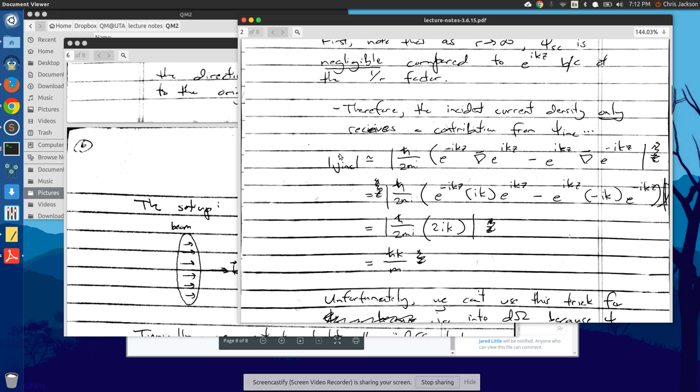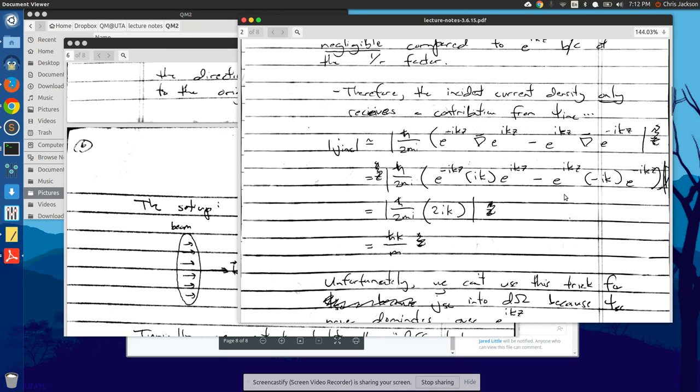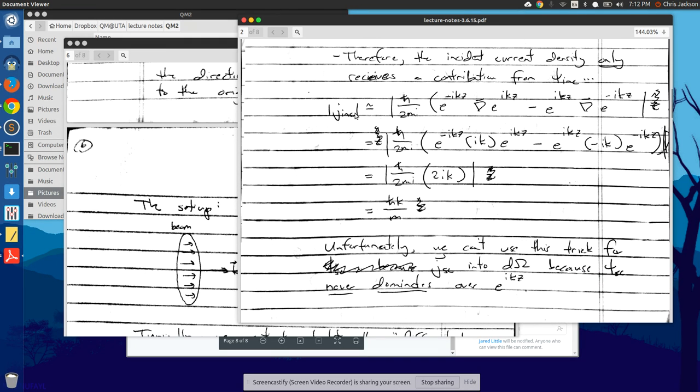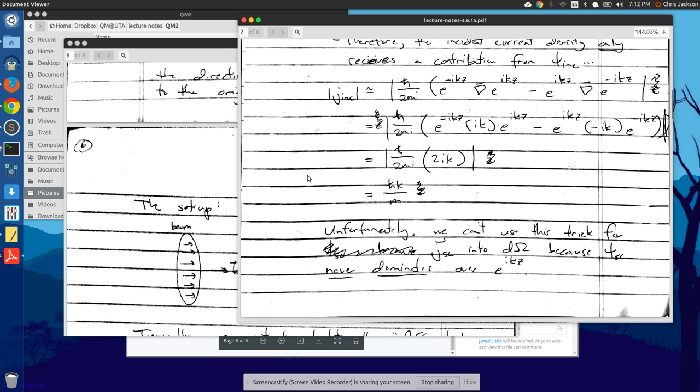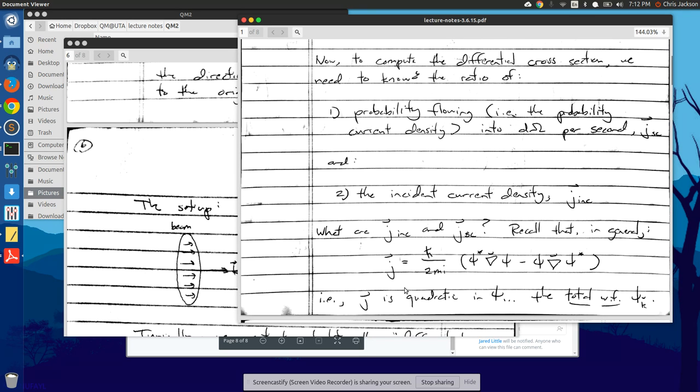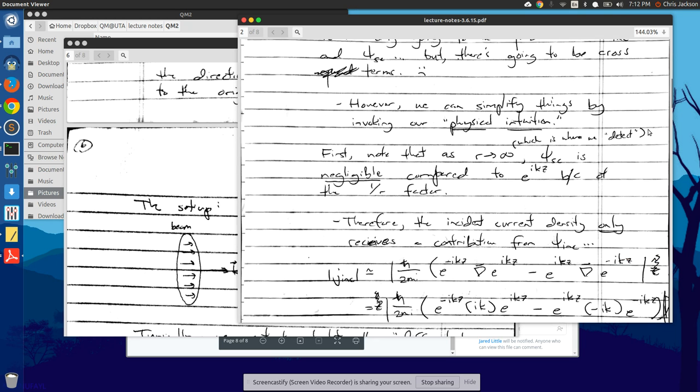And so I can compute the incident part of the current by just plugging in the plane wave instead of the full wave. If I take the derivatives and do all the simplifications, I get that the incident current goes something like h bar k over m. Okay, so that's one half. We've got the incident current, and what we need now is the scattered current.